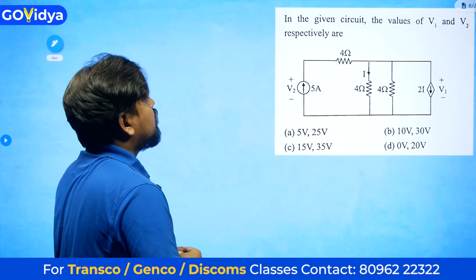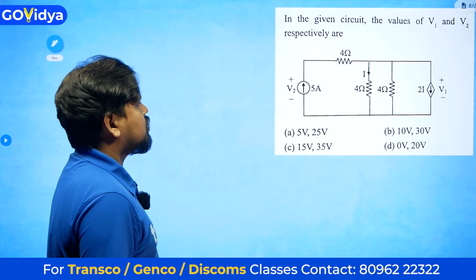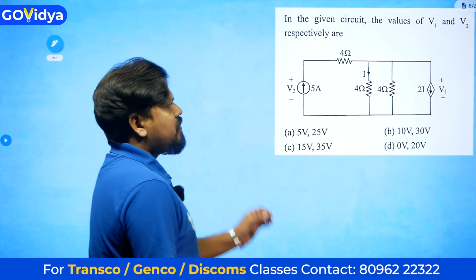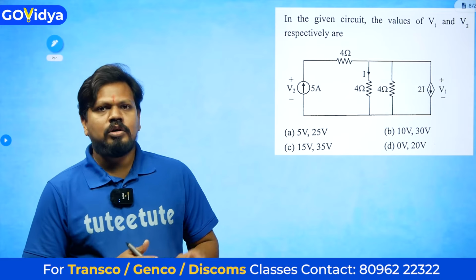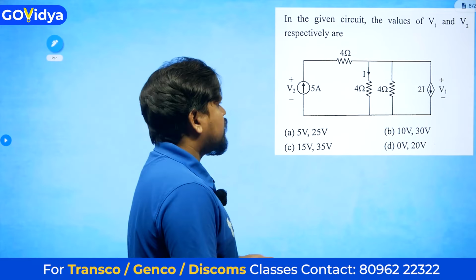Next question: in the given circuit, the value of V1 and V2 respectively are? So V1 and V2 they are asking. Whenever you see a dependent source, don't have any fear. Dependent source questions are also some of the easiest questions we'll be getting. So let's observe what we are getting here.